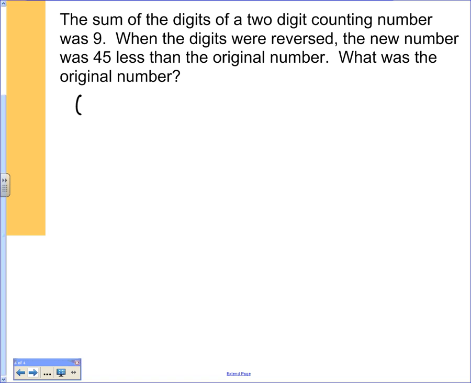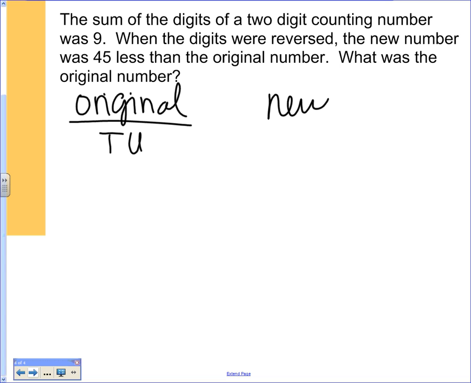Alright. So what is our original number? Okay, how do you know that? It always is tens and units. TU. When the digits are reversed, that's our new number. So what is our new number? Right? Yep. So 10t plus u is the value of that number. 10 times the tens digit plus the units digit.